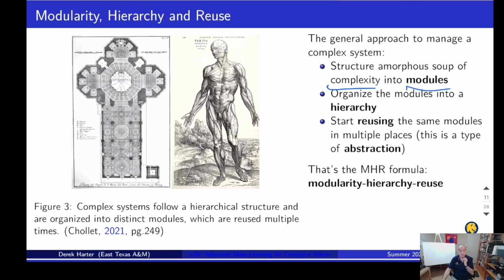So decompose the problem into smaller problems that are easier to understand and solve. Organize the modules into a hierarchy. So you've got overall picture stuff down to small things that are dealing with the nuts and bolts that you need to worry about for your problem. At the higher levels, you can hide complexity by relying on the lower levels to do basic things for you. And then reusing those modules in multiple places. So this is a form of abstraction for your problem. In complexity theory, this is known as the modularity, hierarchy, reuse formula.